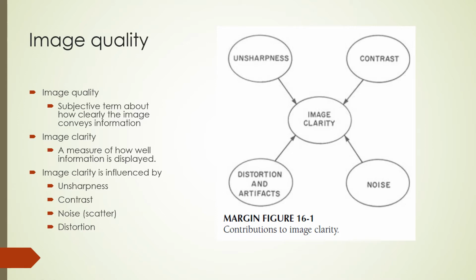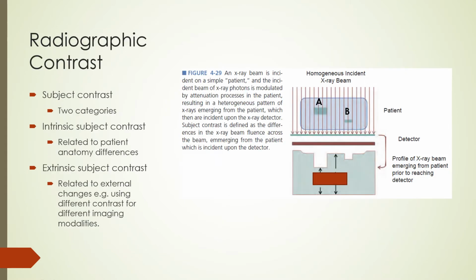Clarity is influenced by four fundamental characteristics of the image. These are contrast, noise, sharpness, and distortion. We shall start with contrast next. There are two types of radiographic contrast: subject contrast and detector contrast. Let's look at how subject contrast affects radiographic contrast.